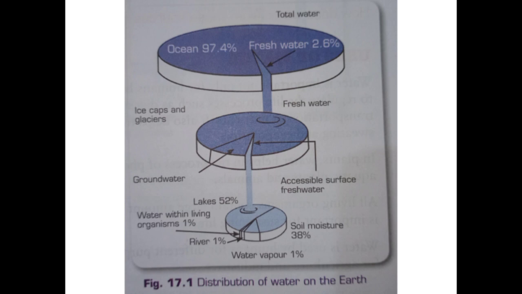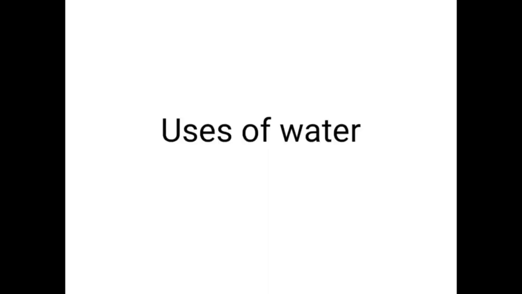This is because about 97.4% of water on the earth's surface is present in the seas and oceans. This water is highly salty and therefore is not fit for human consumption. Now we will study about the uses of water.